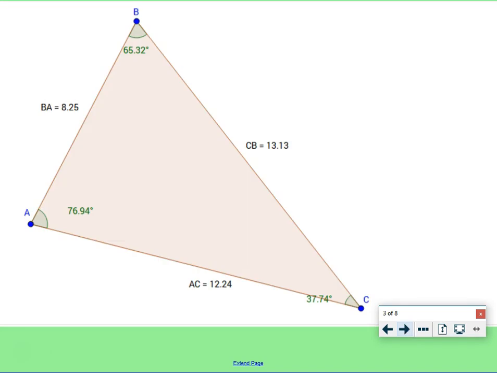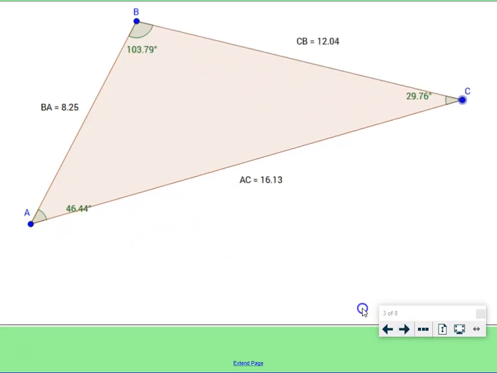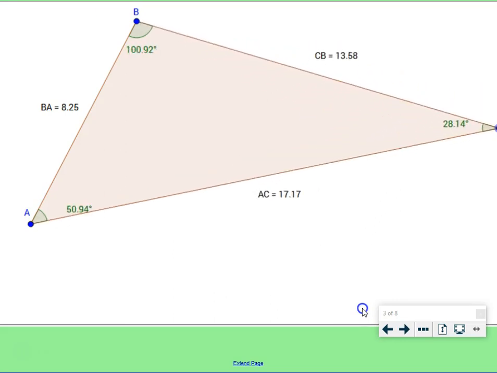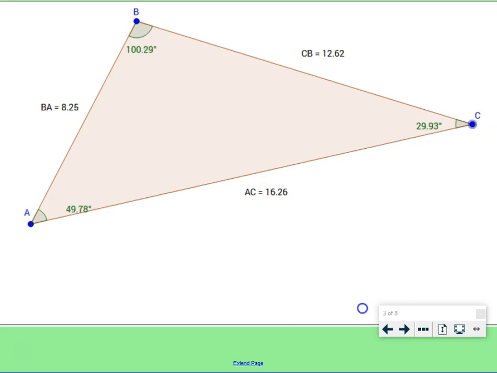So here we have a diagram that just shows a triangle with its side lengths measured and its angles measured. If you look at angle B right now, angle B is the largest angle, and if you look across from angle B, side AC is the longest side. So the largest angle always is opposite the longest side. Same with the smallest angle. The smallest angle is over here at C, which is opposite the shortest side, BA.